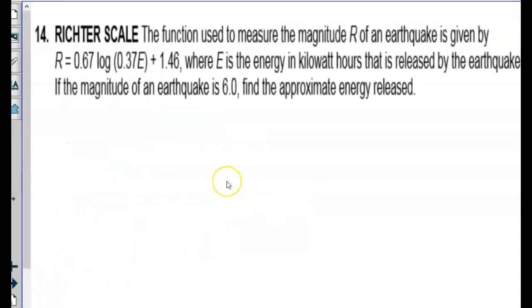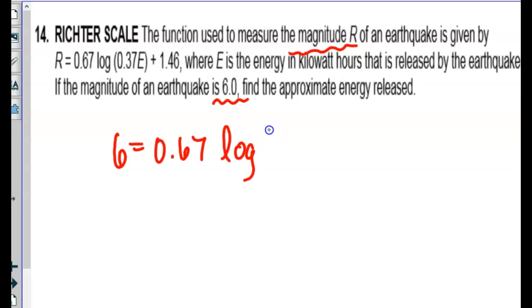Okay. Richter scale also uses logarithms. E is the energy in kilowatt hours. If we have a 6 on the magnitude, where does that number go? Magnitude of, so we have 6 equals 0.67 log of 0.37 E plus 1.46. Okay, that E is not little e natural log, right? Okay, where do you want to start?